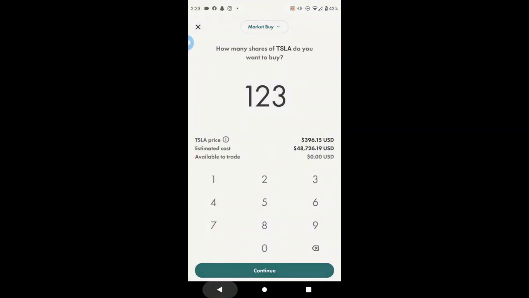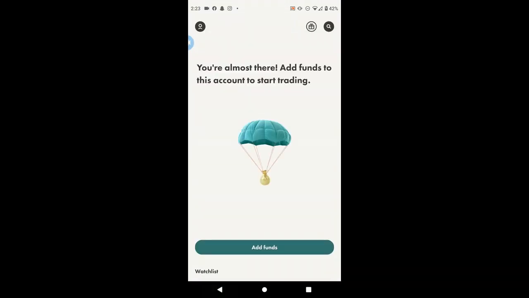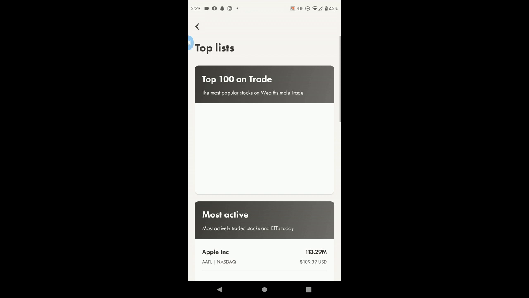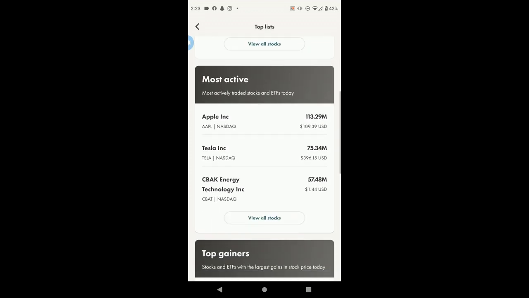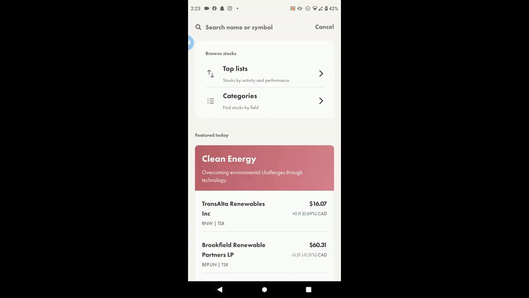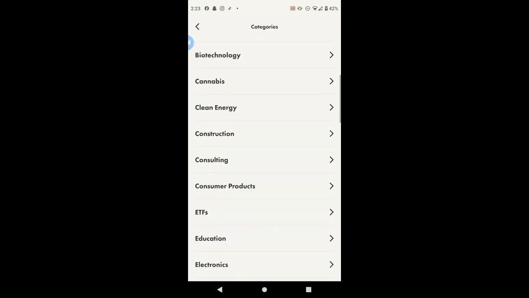And let's go back. And what you can do is you can click search, and you click on top lists, and it shows you the top 100 on trade, most actively traded today, top gainers and top losers, and you can also go by category if you want to do that as well.